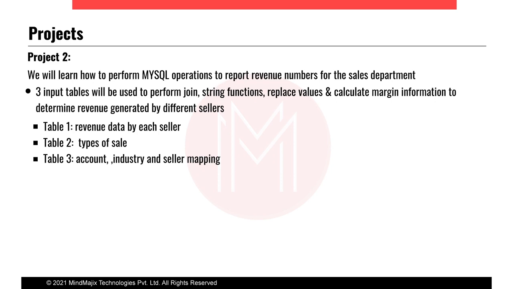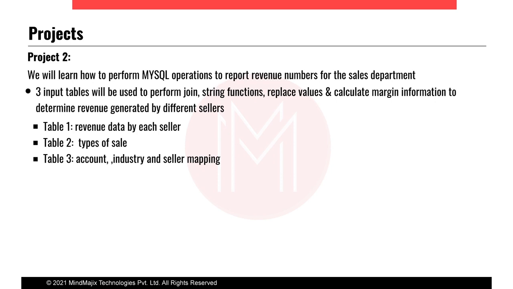Are they a retail account? Are they a banking account? And so on. That's the industry and account mapping, and who is assigned to sell to those accounts, the seller information. We'll have these three different data sets, which we will combine using the MySQL operations. We'll focus on the most commonly used MySQL operations in any industry: in any data set that we work with, what are the common SQL string functions or other operations that are used? That's what we'll focus on.